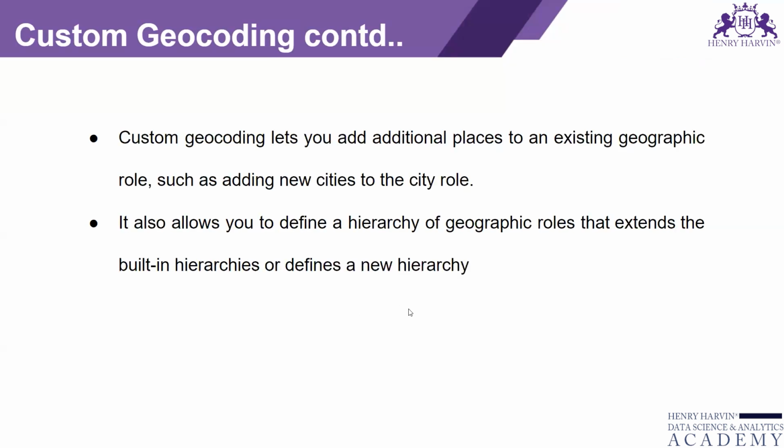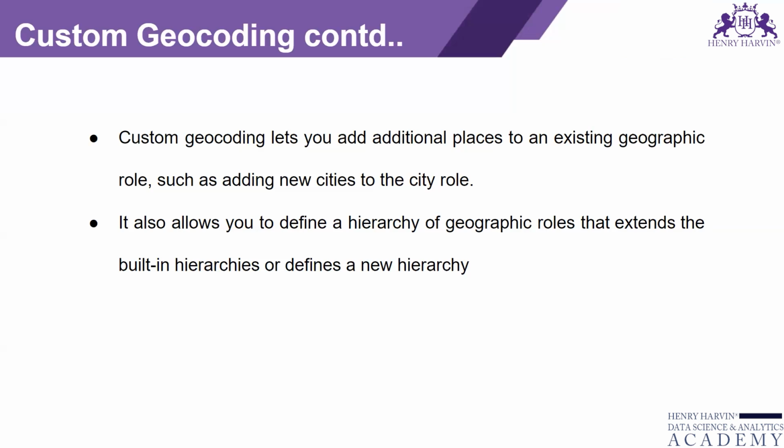Okay. Custom geocoding lets you add additional places to an existing geographic role, such as adding new cities to the city role. Okay. It also allows you to define a hierarchy of geographic roles that extends the built-in hierarchy. So suppose your current hierarchy is country and state, then you can add country, state, city, street, venue. Okay. So all these are related to geography only. So you can extend your current hierarchy by adding new information inside the hierarchy.